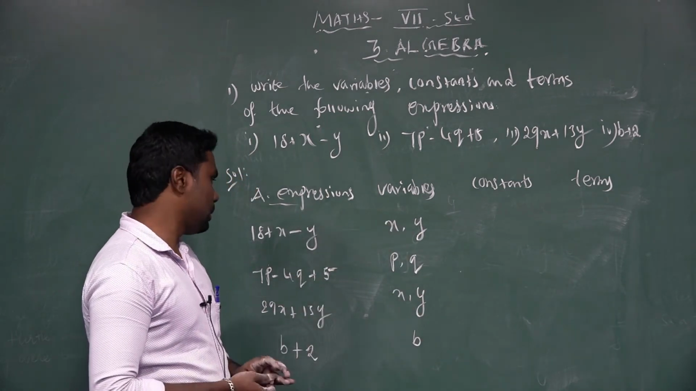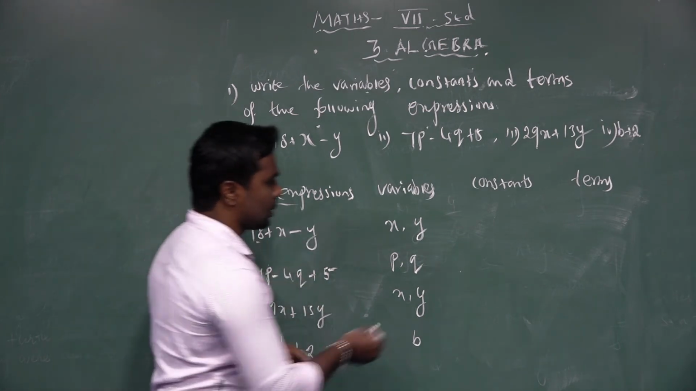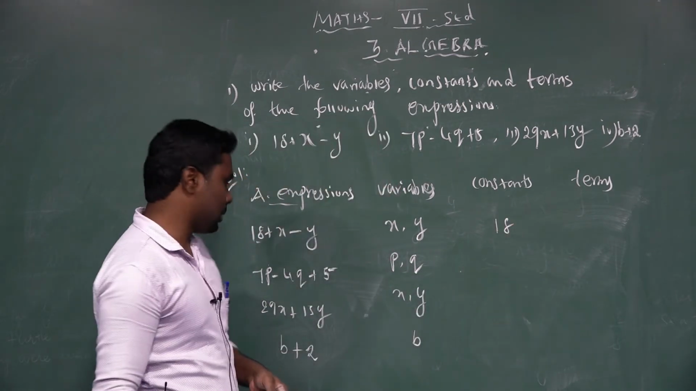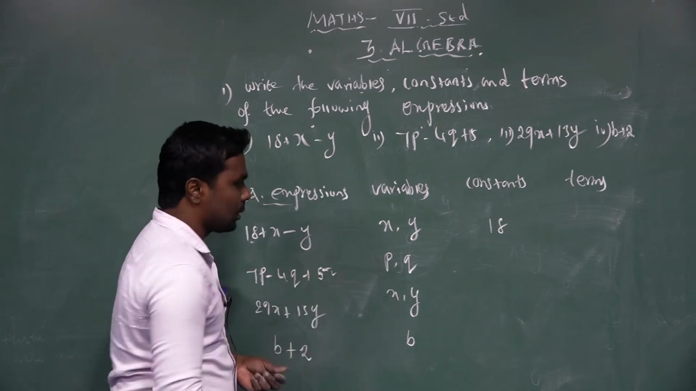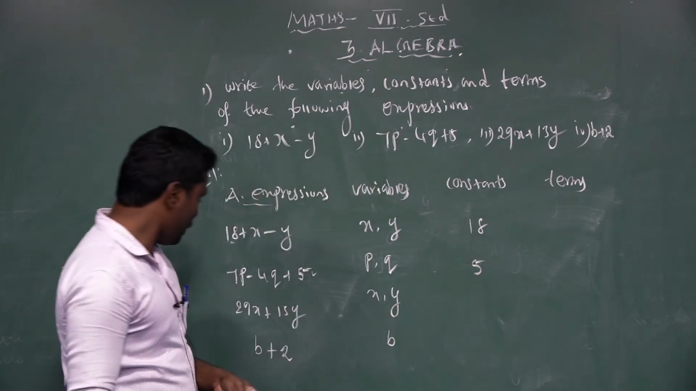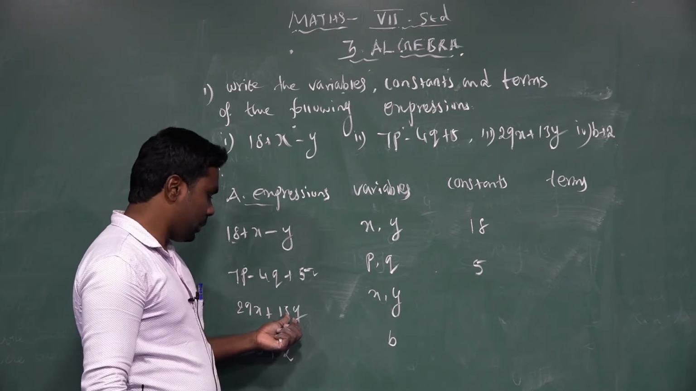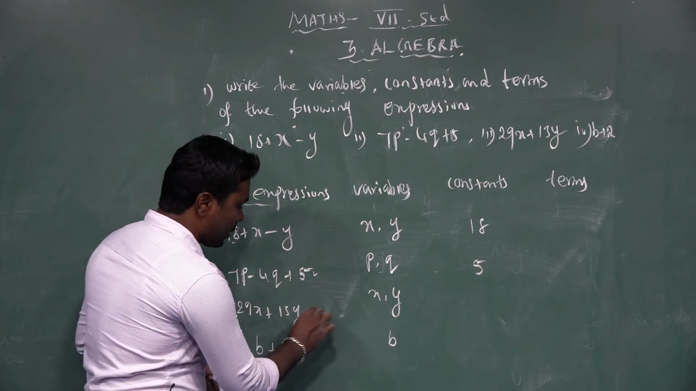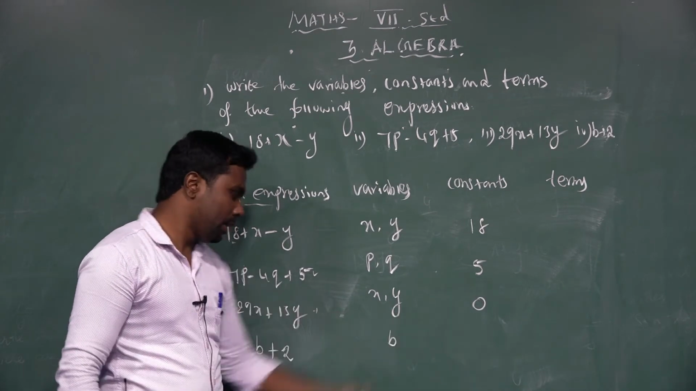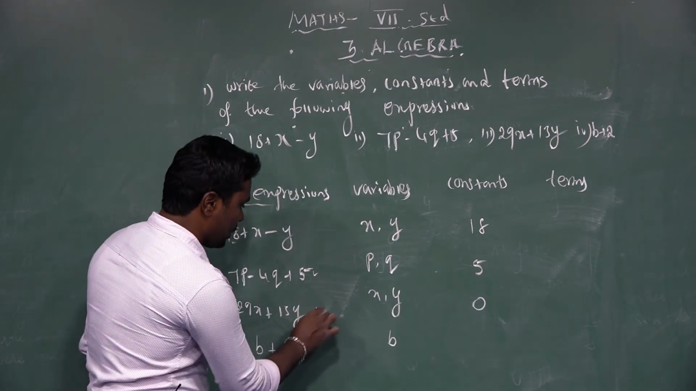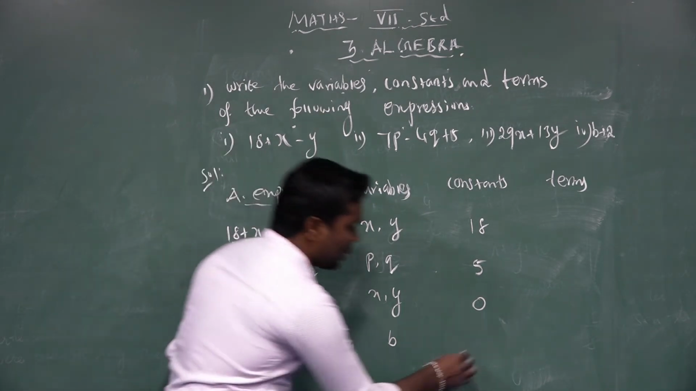And next, the constant. In 18 plus x minus y, 18 is the constant. In the second one, 7p minus 4q plus 5, 5 is the constant. The third one, 29x plus 13y, has no constant, so use 0. And the last one, b plus 2, here 2 is the constant.